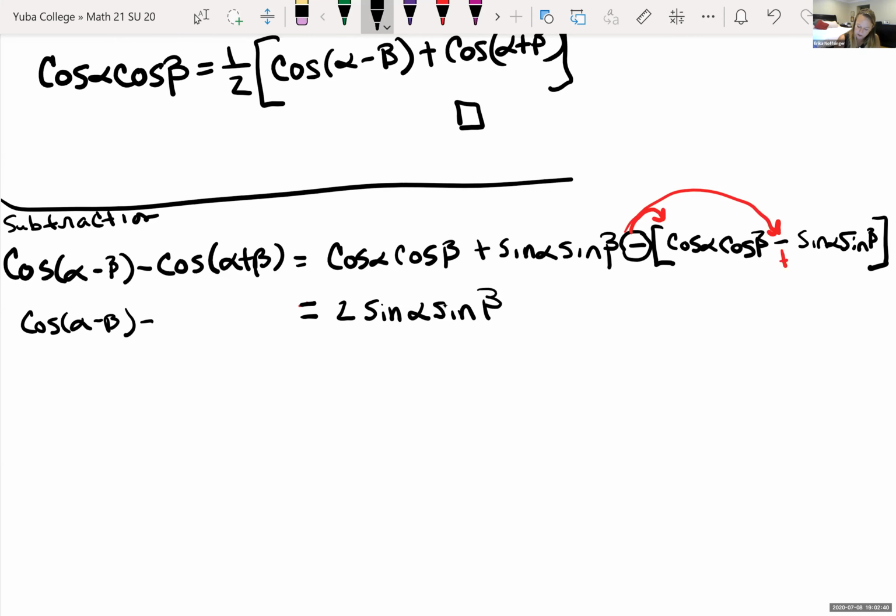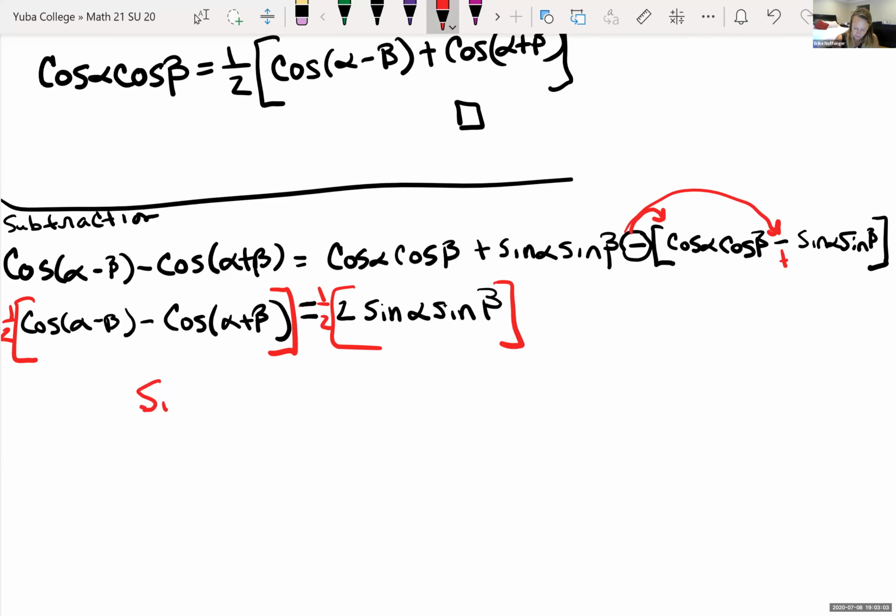So now if we multiply both sides by 1/2, we have the product of two sine functions. So sine of alpha, sine of beta is equal to 1/2 times the quantity of cosine of alpha minus beta minus cosine of alpha plus beta.